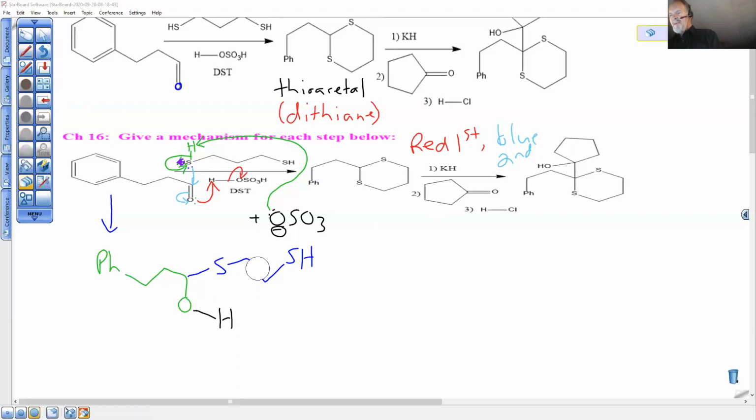I lost a carbon, didn't I? There's 3 carbons between the sulfurs. 1, let's see, 2, 3. That doesn't look very good. Bigger eraser. Oof, got rid of some sulfur there. 1, 2, 3. There.